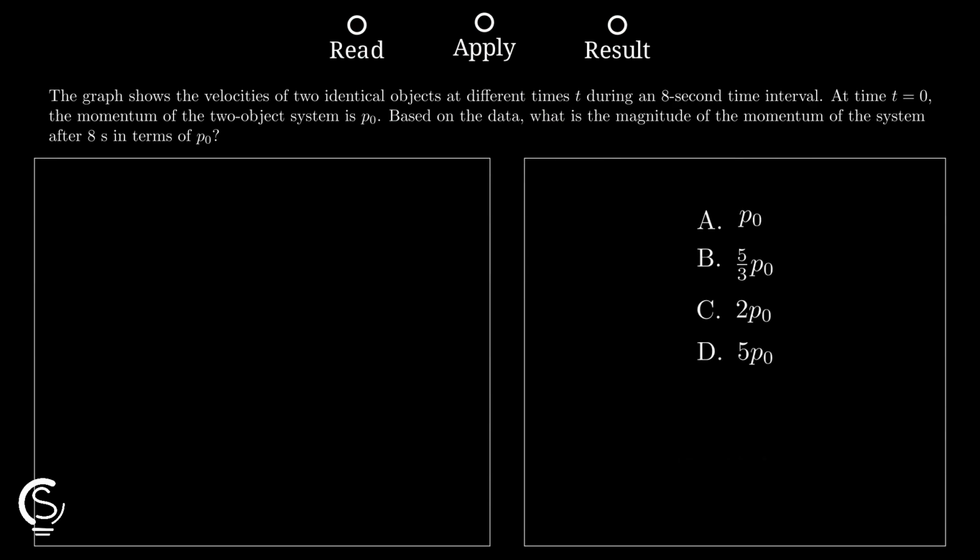First, let the mass of each identical object be m. At time 0, the graph shows velocities of 3 and -1. Adding these gives a total initial momentum of 2m.